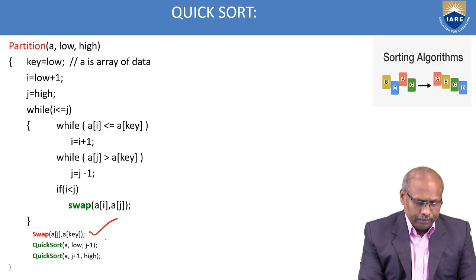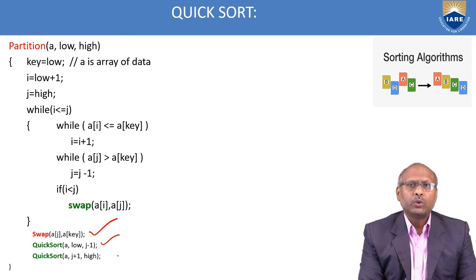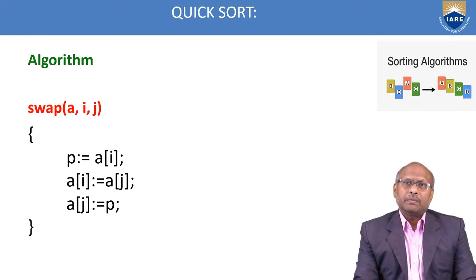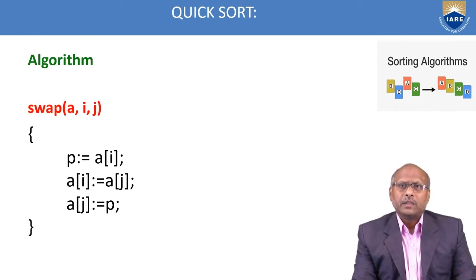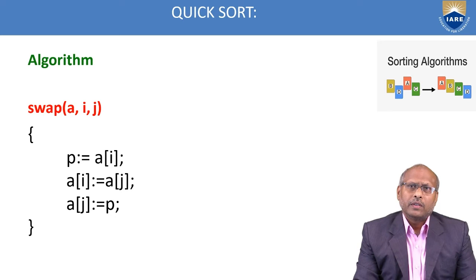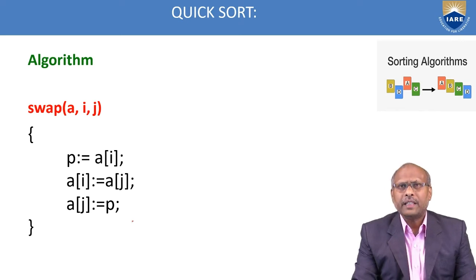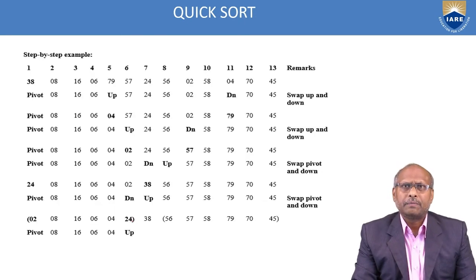Then again it is calling Quicksort two times: A of low to j-1, and A of j+1 to high. Then swapping. How to swap? P equal to A of i, A of i equal to A of j, and A of j equal to P. That is the general swapping algorithm. This is the way the swapping occurs.